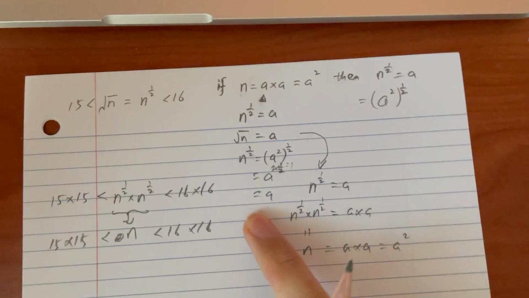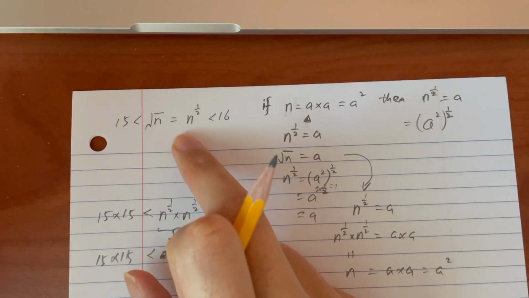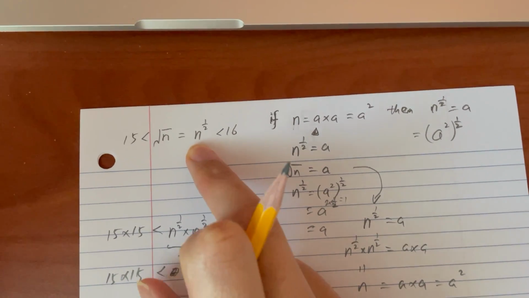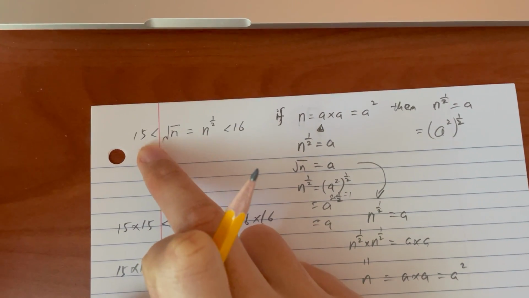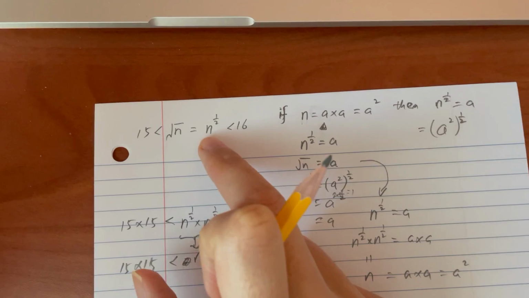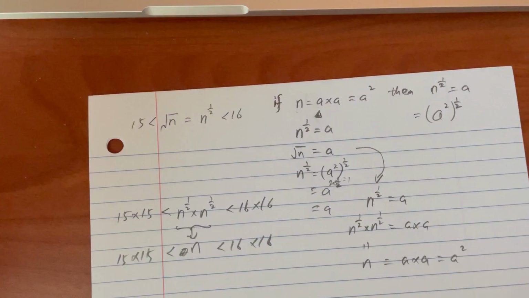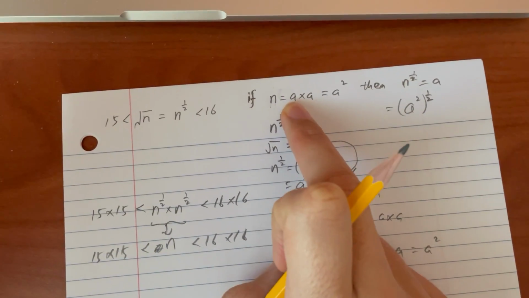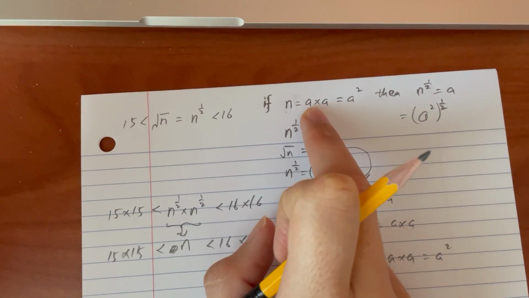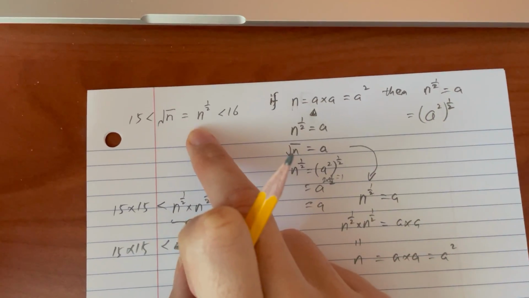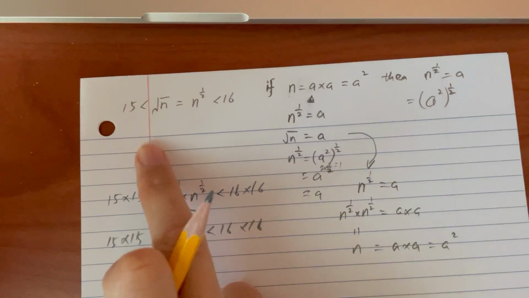Okay. So if I want to find how many integer numbers there are such that when I take the square root of the number, the result is greater than 15 and less than 16, which means I need to find this number a. If the number n is such that when I take the square root, it becomes a, and that a is between 15 and 16.